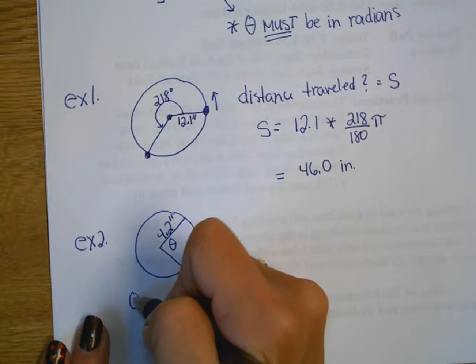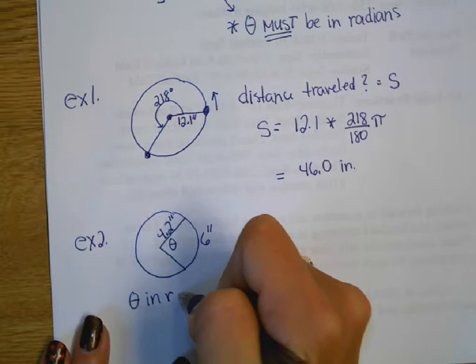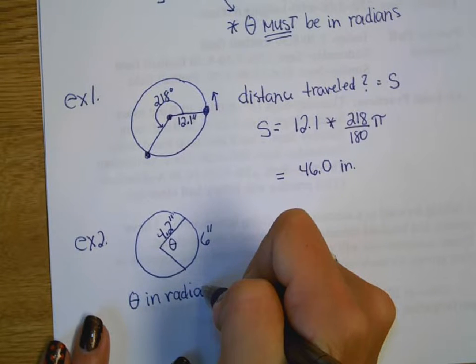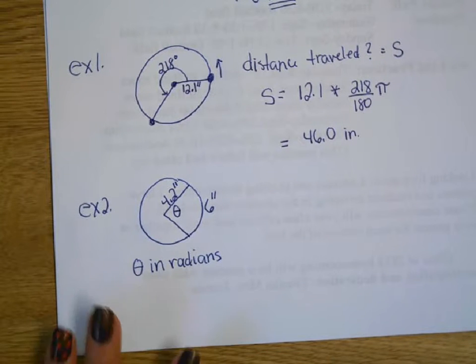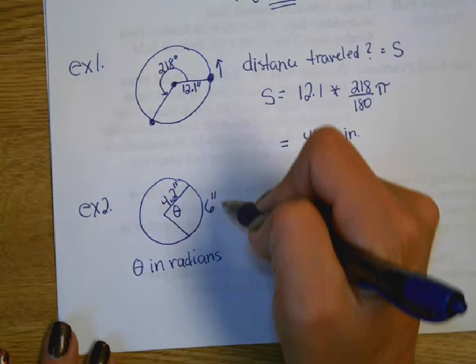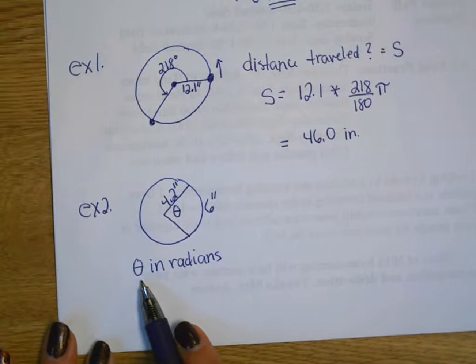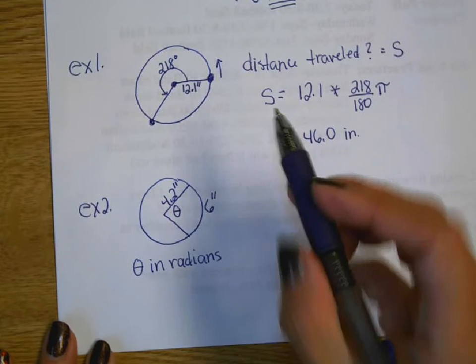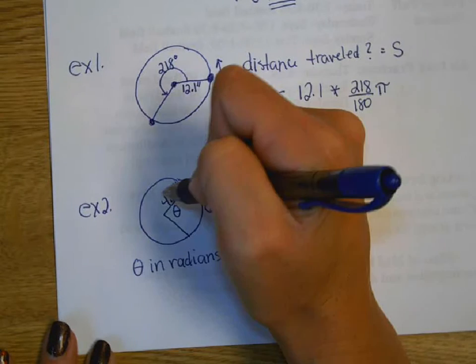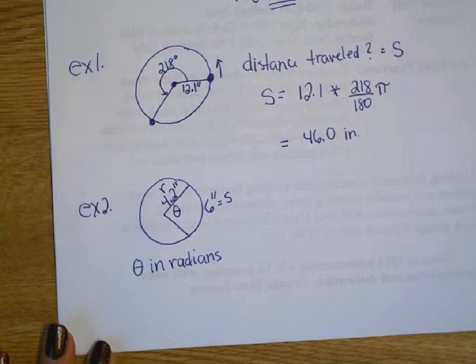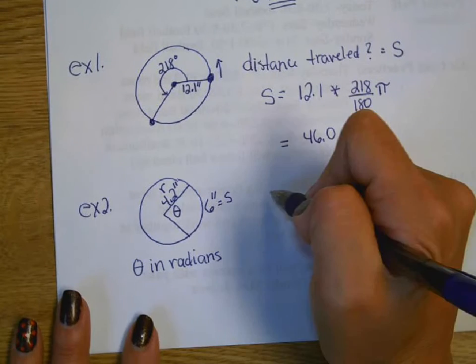4.2 inches. 6 inches. Looking for the angle theta in radians. So what 2 pieces of information do I know? You actually know the S. I know the S is 6. What else do I know? The radius. The radius is 4.2. I don't know the angle measure. But if I know 2 out of the 3 parts in a formula, algebra lets us solve for the 3rd part. Pretty easy.